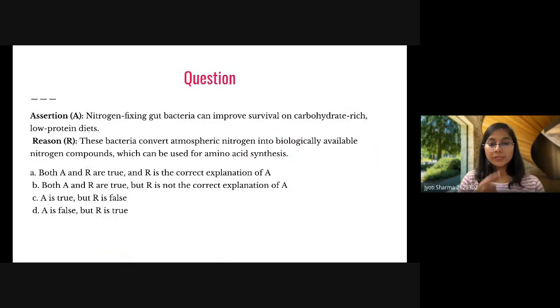Okay, so the next question is, nitrogen fixing gut bacteria can improve survival on a carbohydrate rich, low protein diet. So this is the assertion. The reason is these bacteria convert atmospheric nitrogen into biologically available nitrogen compounds, which can be used for amino acid synthesis. And based on this assertion and reasoning, you have to tell me the right answer out of A, B, C, D.